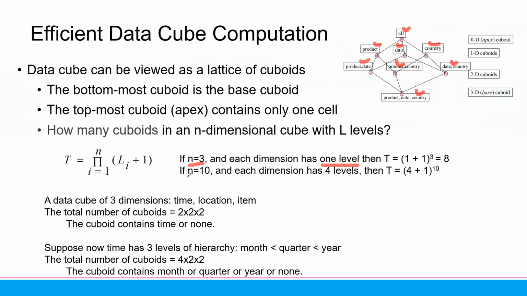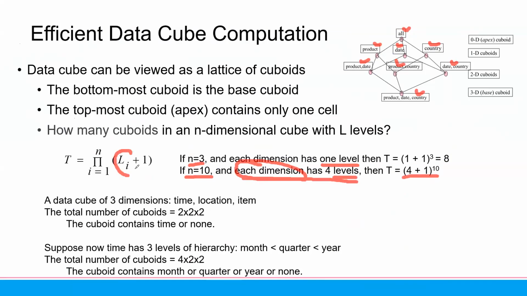But what about if we have n equals 10 and each dimension has 4 levels? So each dimension has 4 levels. It means we have location, and in location we have 4 levels. Item, and in item we have 4 levels. And then let's say we have supplier. Supplier has 4 levels. Okay, so every dimension has 4 levels. Then we will have a formula like this.